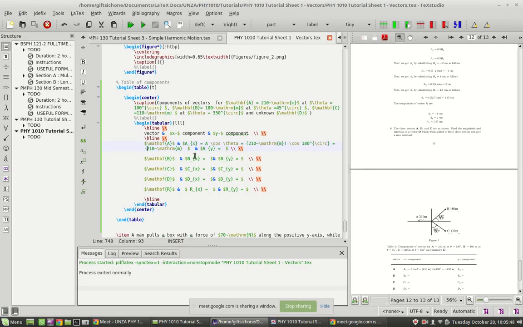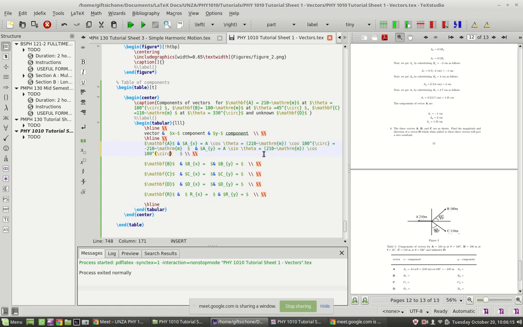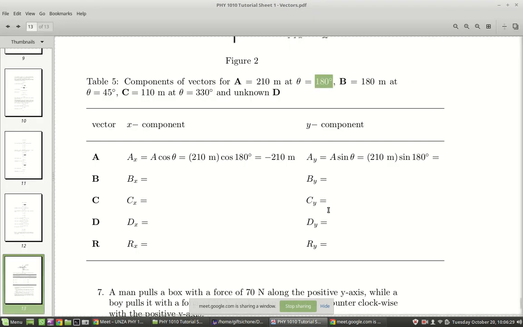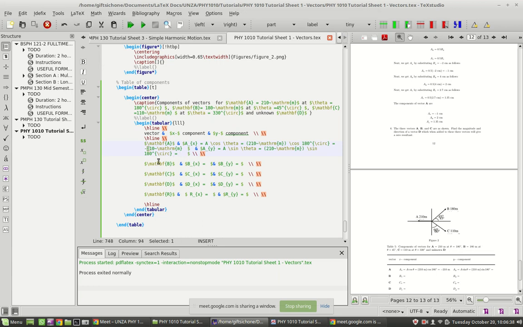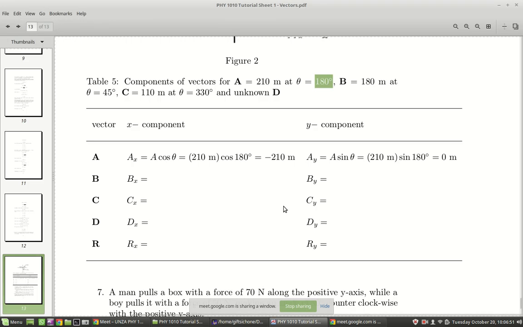Clear. Next, how do we get Ay? The magnitude of A sine the angle 180. So that is 210 meters times sine 180. How much do you get? 0 meters. So 210 times sine 180, you get 0 meters. Is this clear?